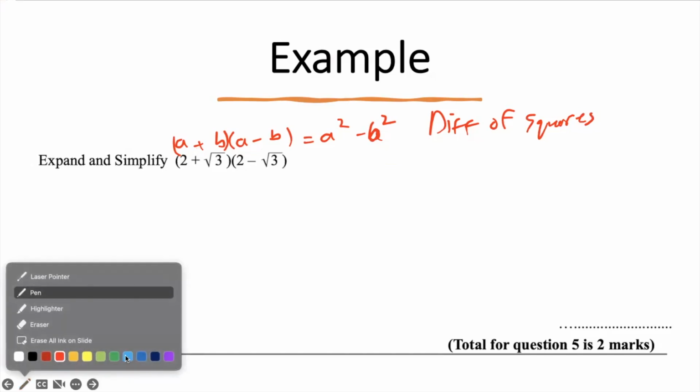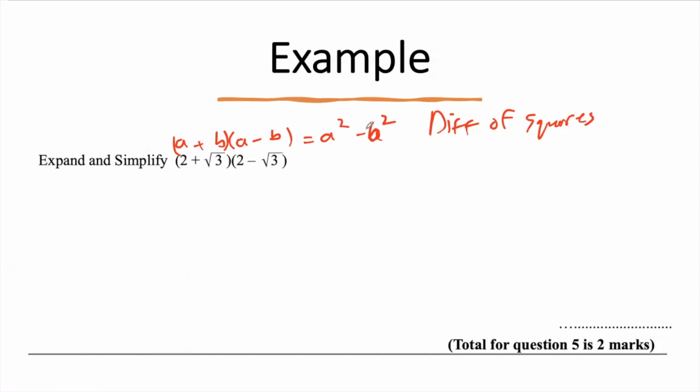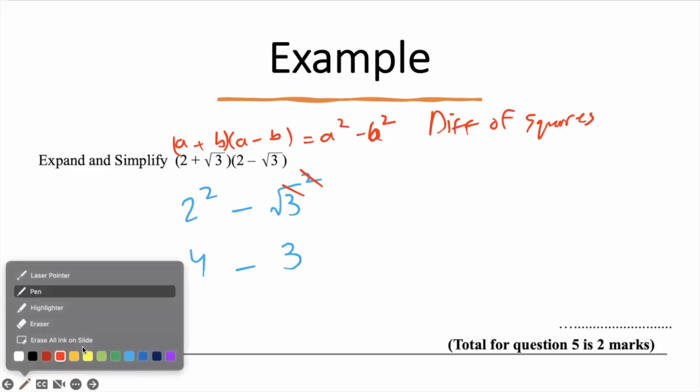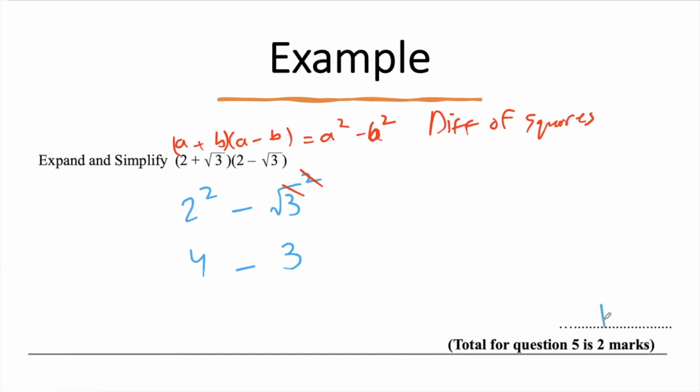So the answer would have a squared minus b squared. So a is 2, so a squared would be 2 squared. Then minus b squared would be root 3 squared. Now 2 squared is 4, minus root 3 squared means root 3 times root 3, which is 3. Or you can think of it like square cancels the square root, so you're left with 3. Just like plus and minus are opposites, times and divide are opposite, square and square root are also opposite. So you can actually cancel them. So 4 minus 3 is equal to 1.